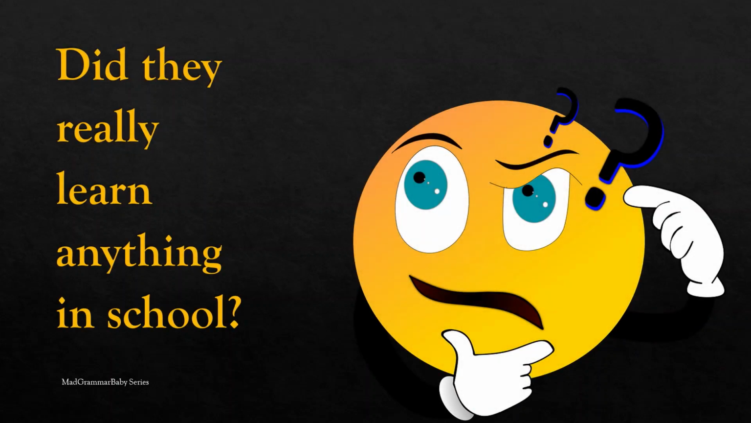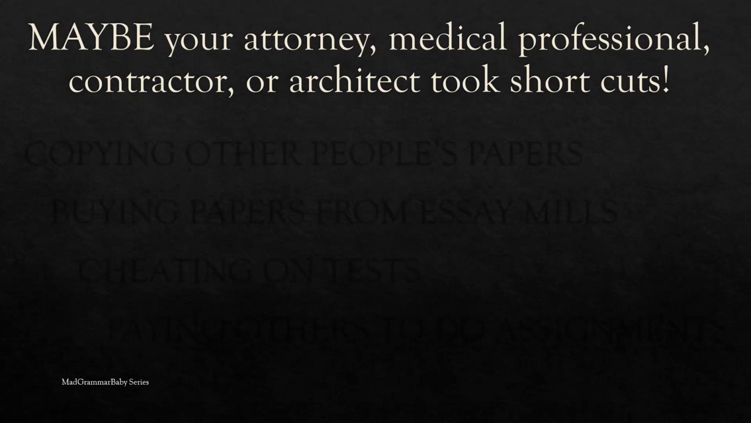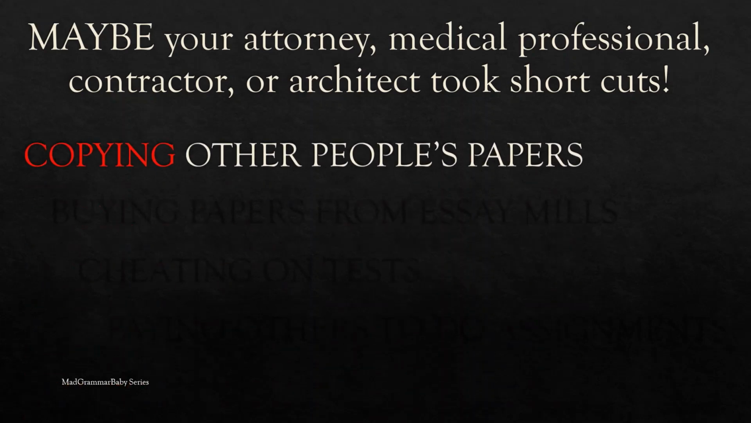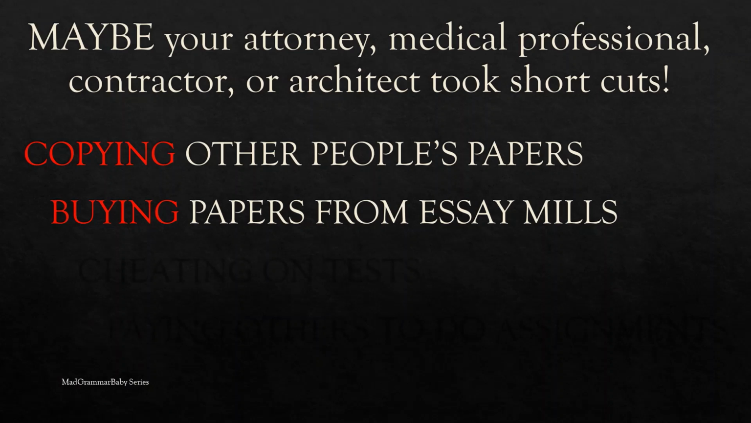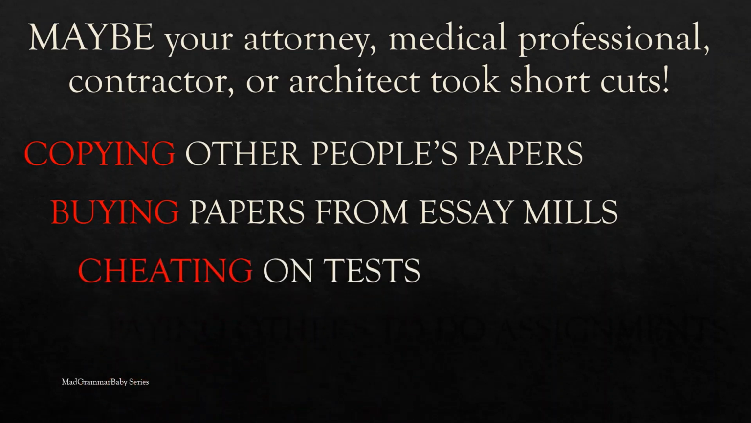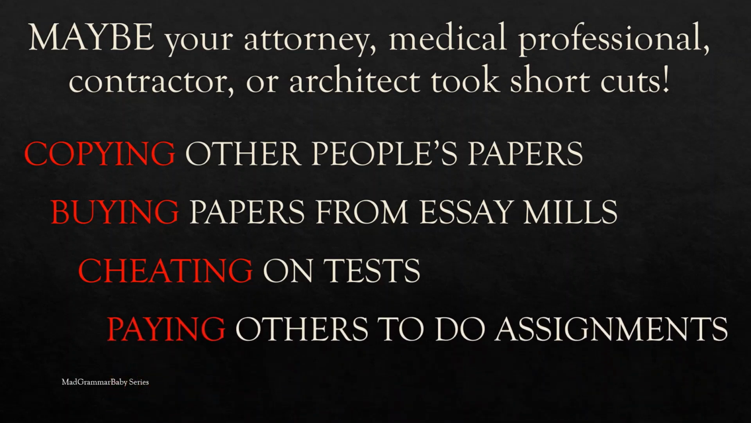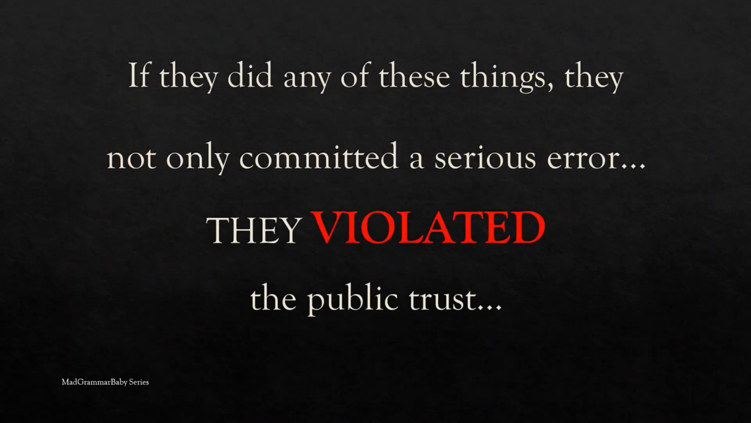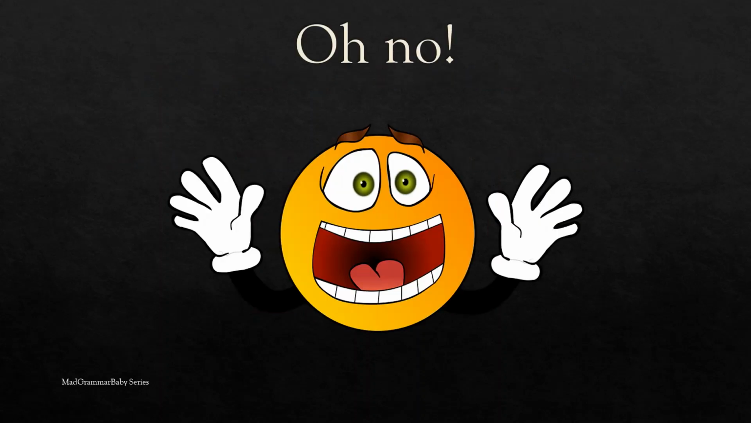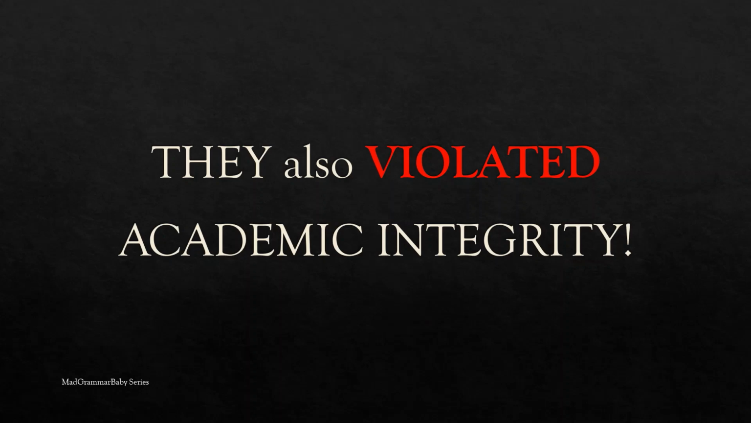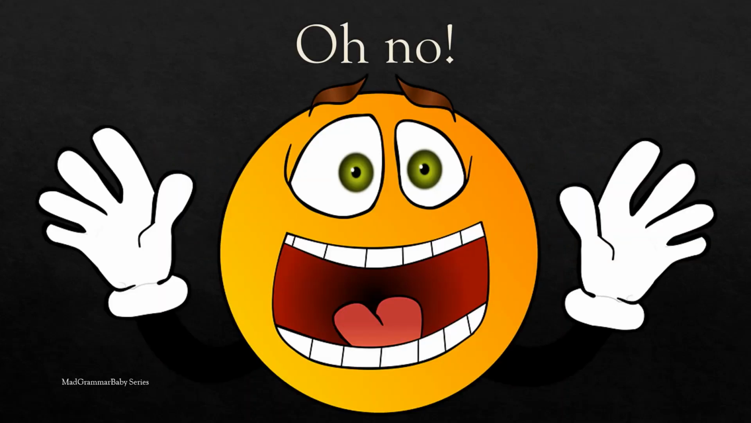Maybe your attorney, medical professional, contractor, or architect took some shortcuts. Maybe they copied other people's papers, bought papers from essay mills, cheated on their tests. They paid others to do their assignments. If they did any of these things, they not only committed a serious error, they violated the public trust. They also violated academic integrity.